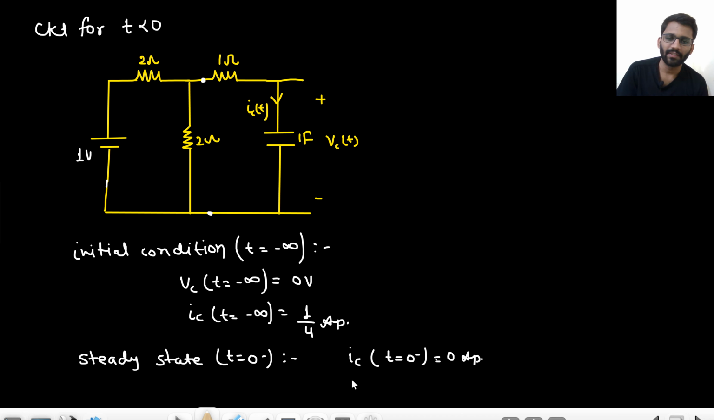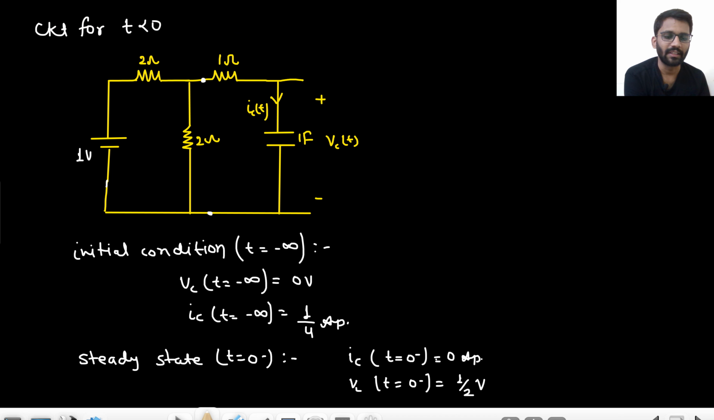And what will be the Vc value? Vc value at t equals to 0 minus: 2 and 2 will be divided in the same proportion. There will be no current in the 1 ohm resistor because this is open circuited, so no current will go there. So only a potential divider will be there. So 2 and 2 will have equal voltage. So it will be 1 by 2 volt.